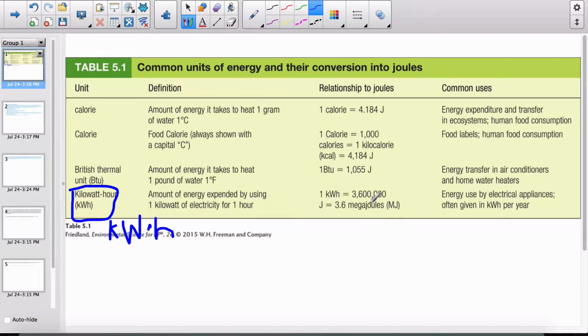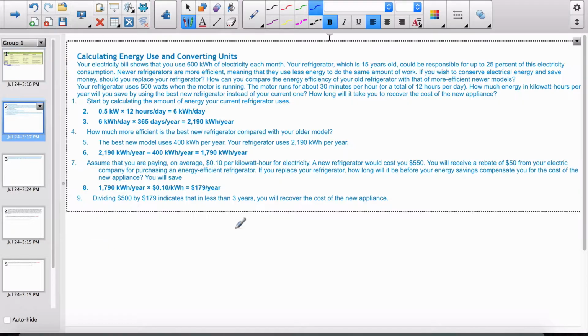And you can see right here that 1 kilowatt hour is 3,600,000 joules, or 3.6 megajoules. We're going to use this in a little bit too. So check out this Do the Math, which is already introducing you to calculating these kilowatt hour energy units and making sure you can convert them.